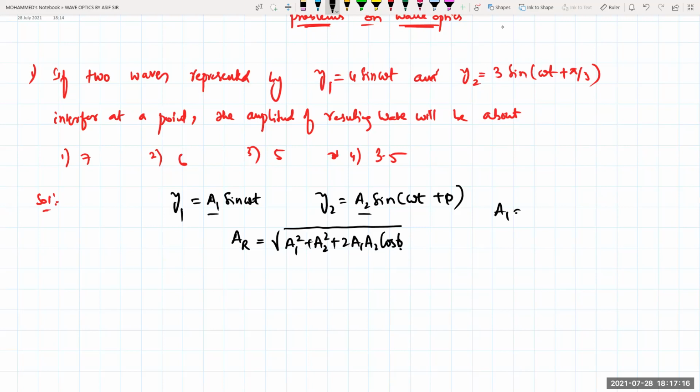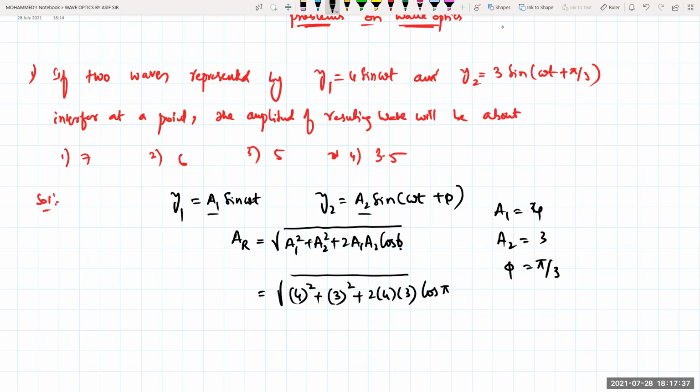A1 is equal to how much? 4. A2 is equal to 3 and φ will be equal to π/3. So how much am I getting approximately? This will be equal to under root of 4 square plus 3 square plus 2 into 4 into 3 into cos π/3. Pi by 3 means how much?